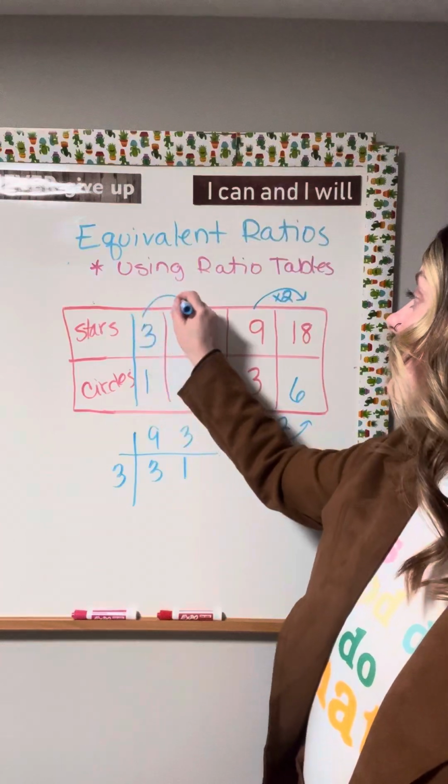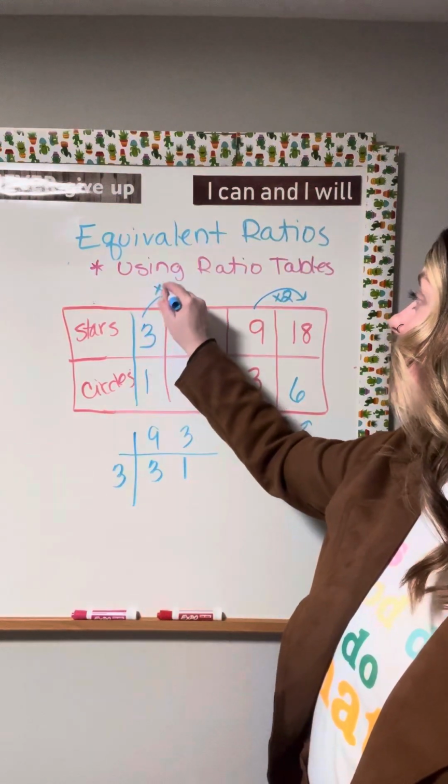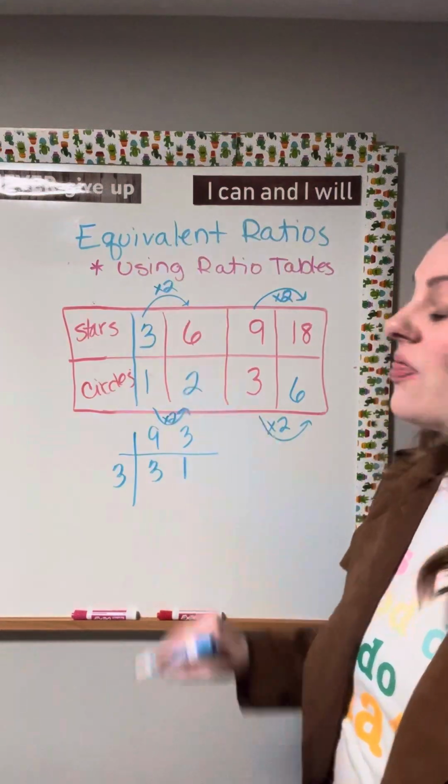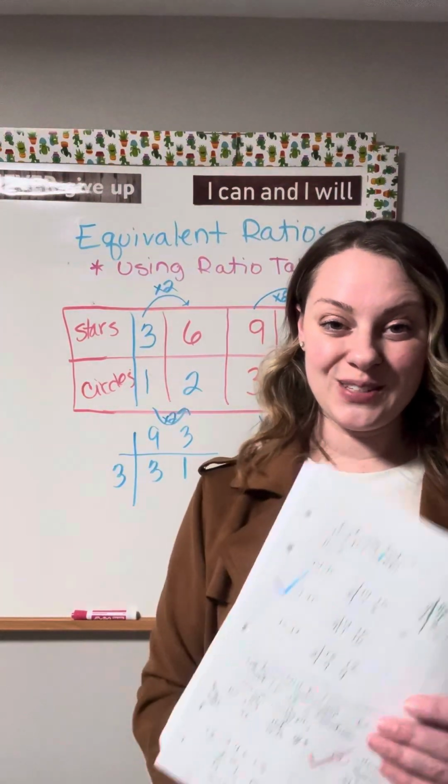So how do you get from 3 to 6? Times 2. What I do to the bottom, I do to the top. And that is how I would solve those ratio tables.